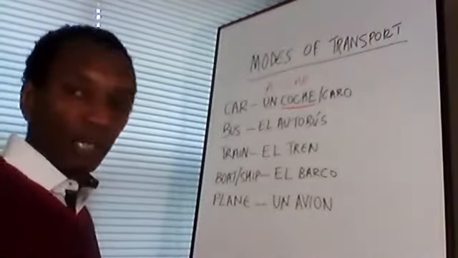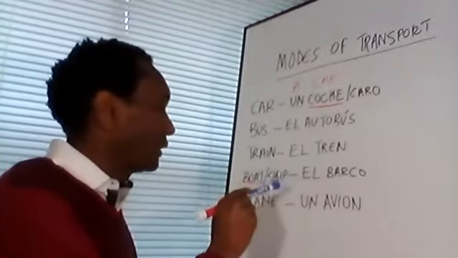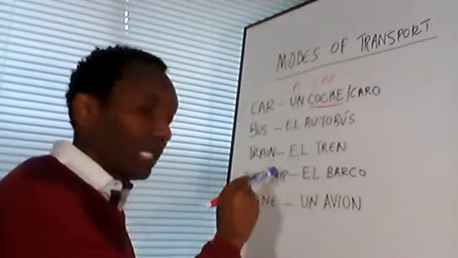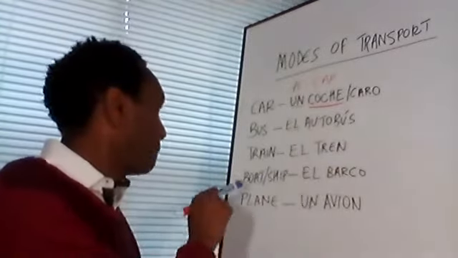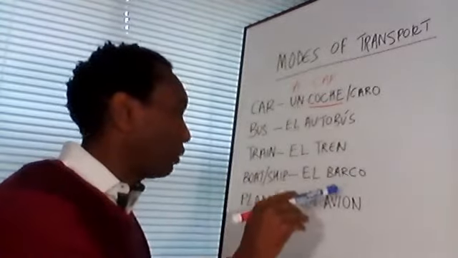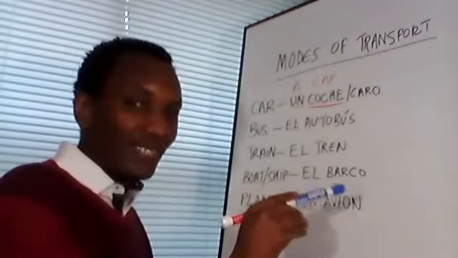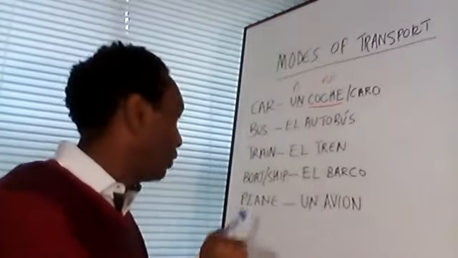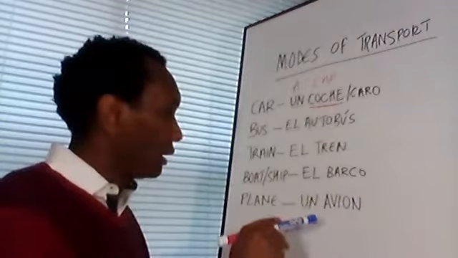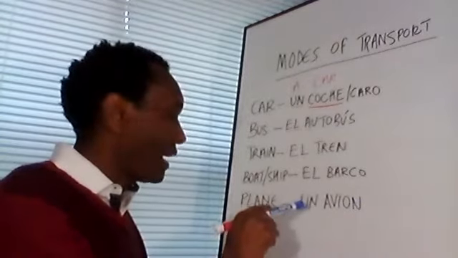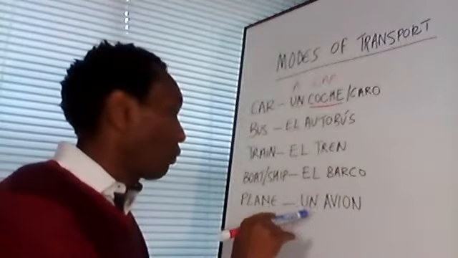Okay, muy bien, let's continue. You see train is called el tren. The train, remember EL, I said again, is the, masculine. El tren. Boat or ship is called el barco. Again, EL is the, masculine. El barco. And plane, airplane, is called un avión. Again, the UN here means a, and in this case it would be an airplane, un avión.